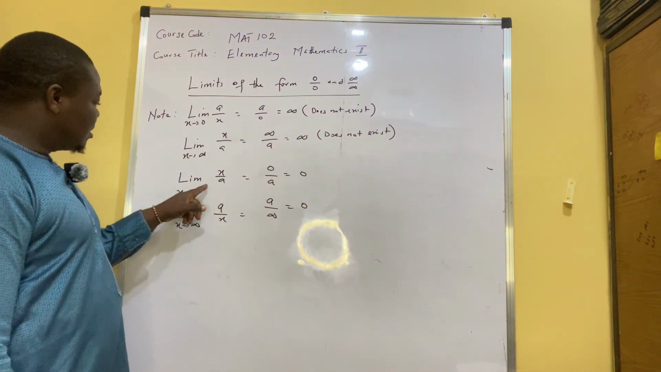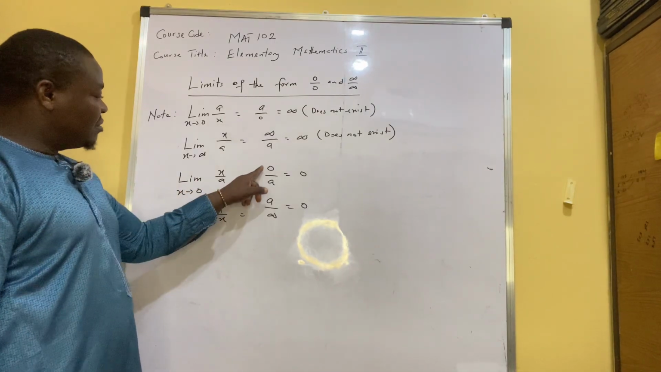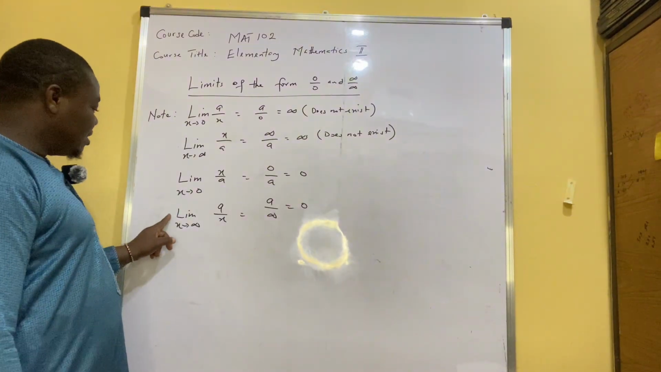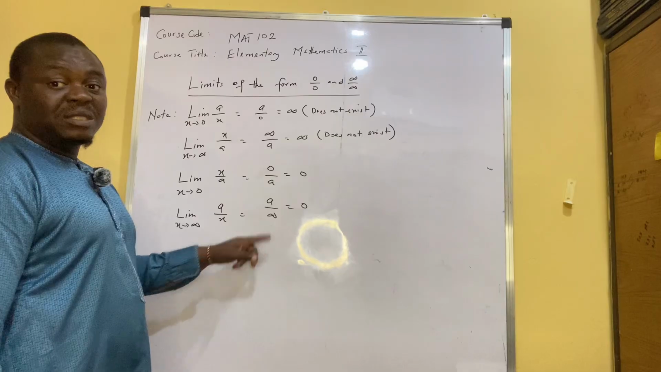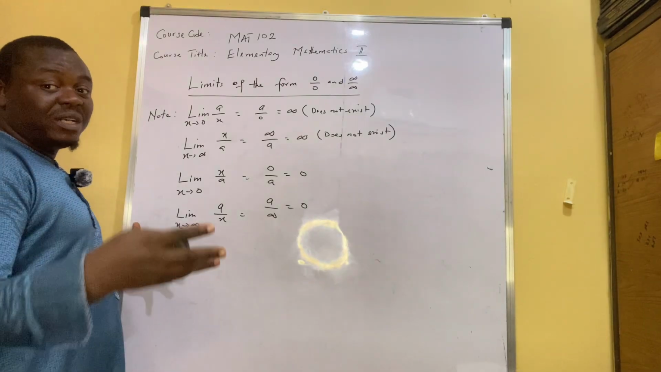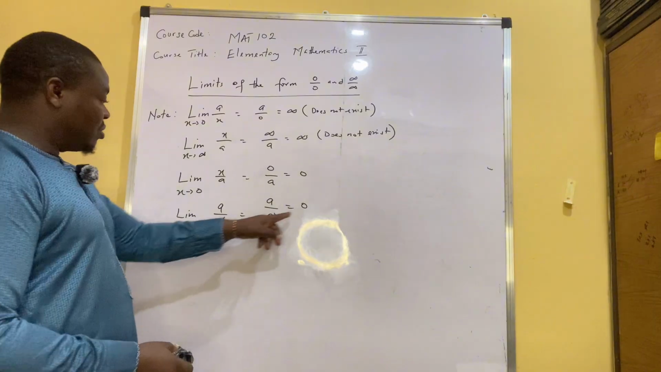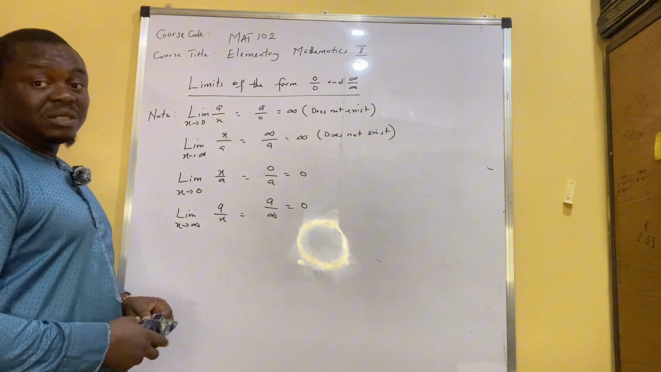Now, the limit of x over a as x tends to 0 implies that we have 0 over a. So 0 divided by a constant gives you 0. And the limit of a over x as x tends to infinity, you have a over infinity, meaning that you are dividing a constant by a very, very large value, and the value will be tending towards 0. So this limit equals 0. That means the limit exists for these two cases, but for these two, the limit does not exist.